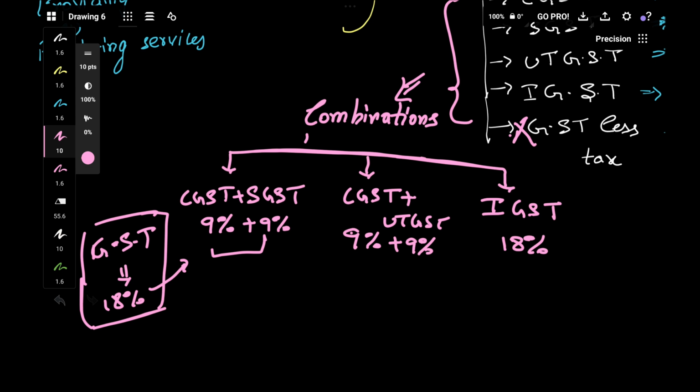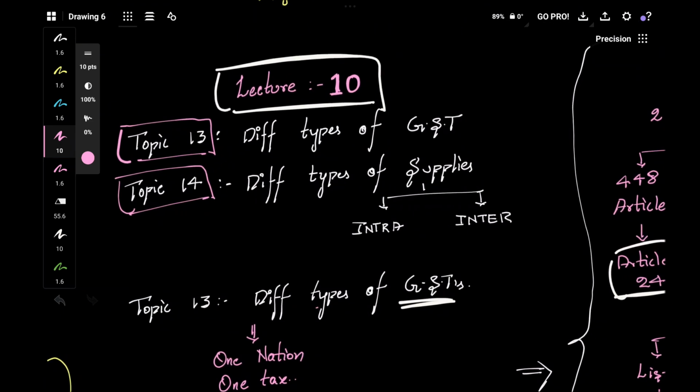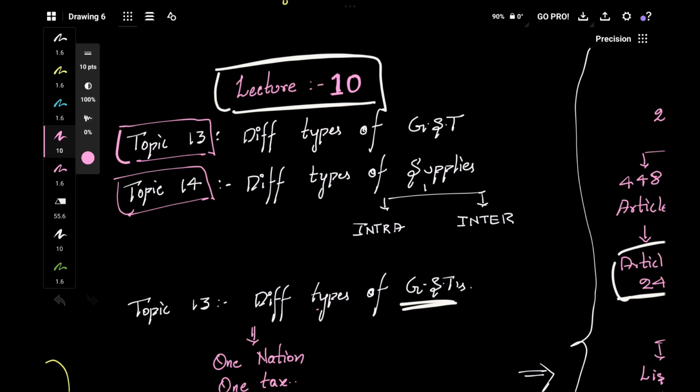So the question now is, on which kind of transaction will each of these combinations apply? That's why we are discussing our topic 14, the different types of supplies, that is intra and inter. What are intra and inter? That's a big topic, very logical and very practical, and I don't want to rush it. So I'll take one more class regarding that, and please don't mind.